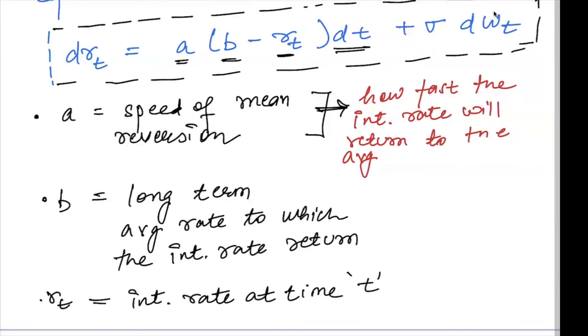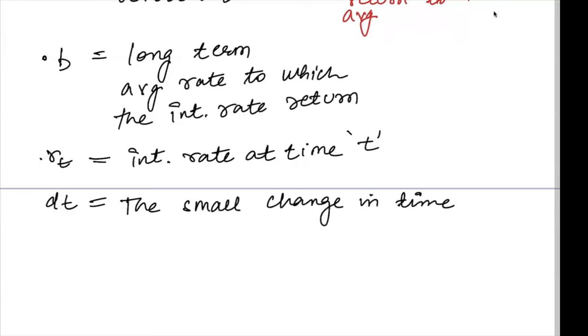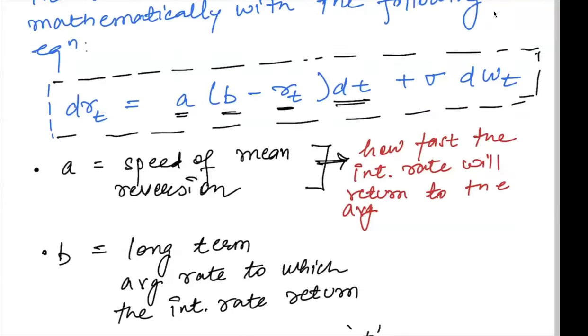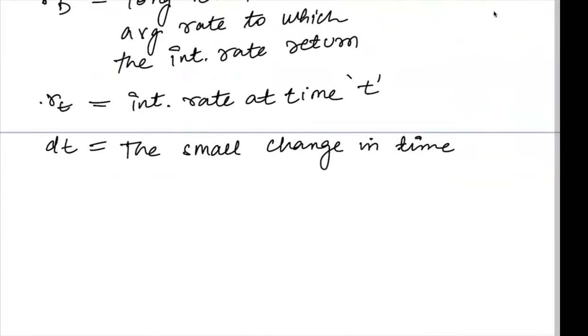Okay, now dt. dt is nothing but the small change in time. So now this whole component, a times (b minus r_t), how can we interpret it? This is nothing but the expected change in the interest rate.